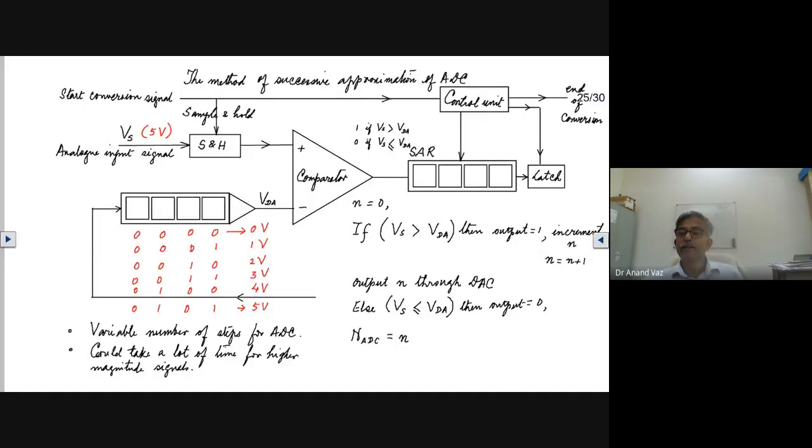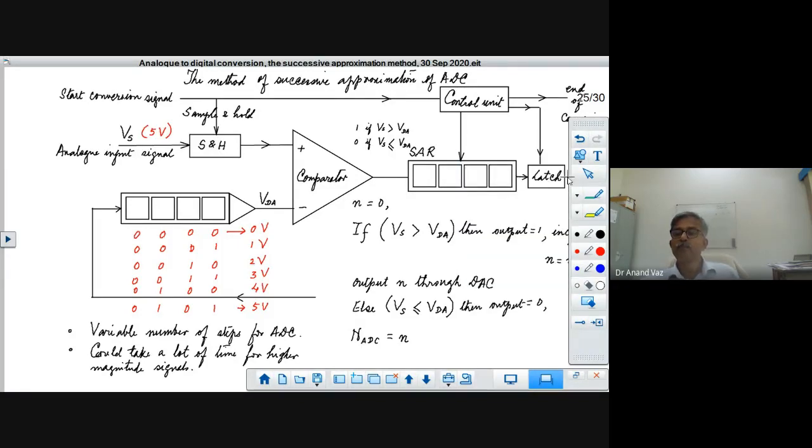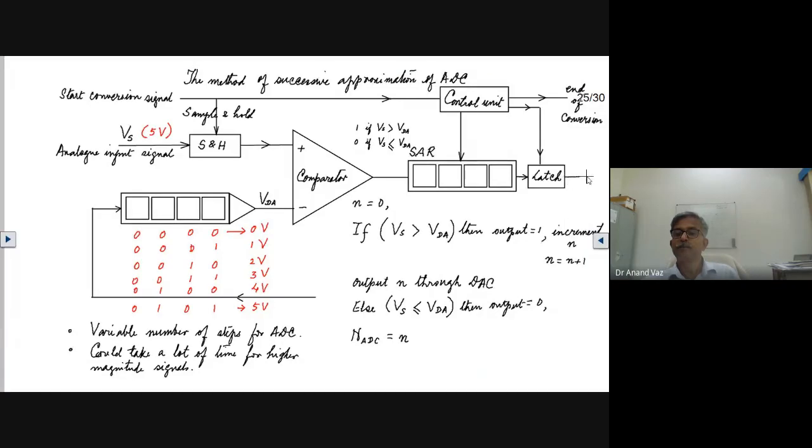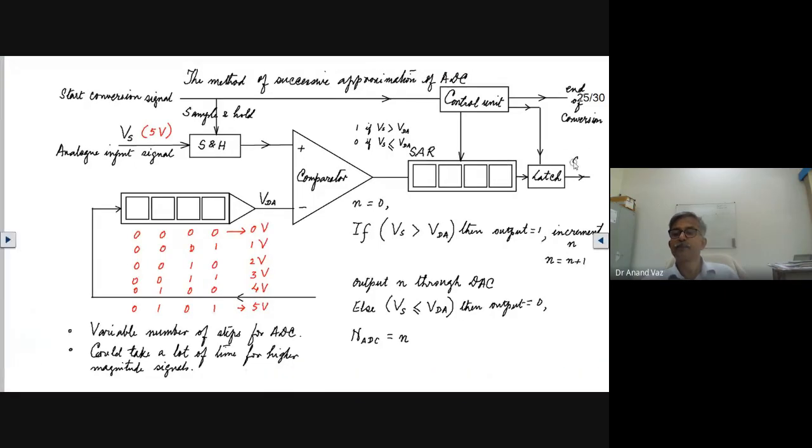And here we will take the output. The latching is over. Take this out. So this is our digitized value. It is the digital output that this latch will provide to us. So this is our digital value.